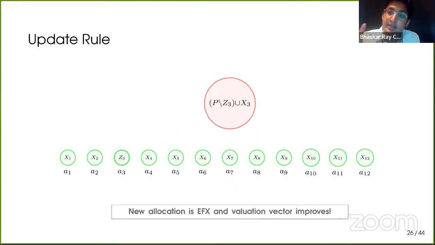I just need to give him the bare minimum with which I can still improve his valuation, and then throw the rest back into the pool. So with this kind of an operation, agent 3's valuation strictly improves, while all the other agents retain their previous bundle. So I've got a valuation vector which Pareto dominates the previous valuation vector. And it is EFX because nobody envies Z3 following the removal of any good, because agent 3 was the most envious agent. Okay, so if you just keep applying this update rule, then you would arrive at the first 2 statements of the theorem.